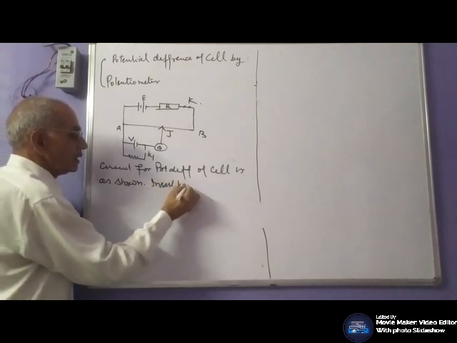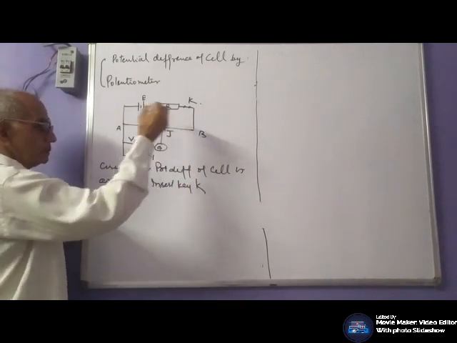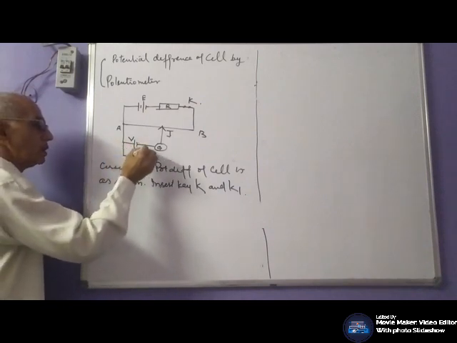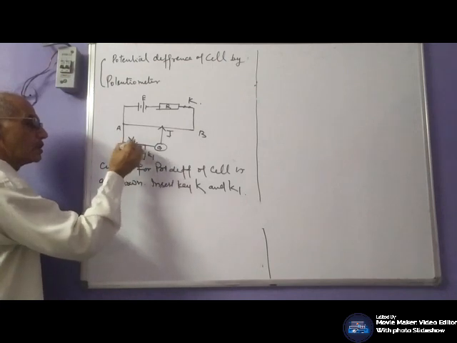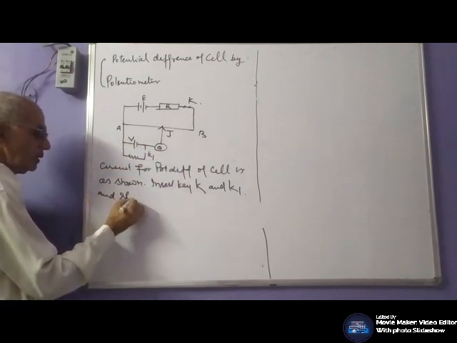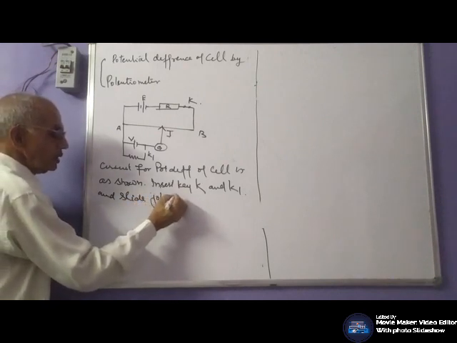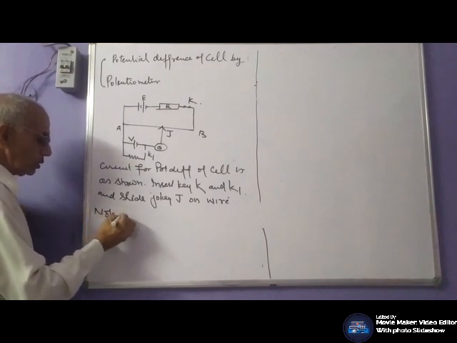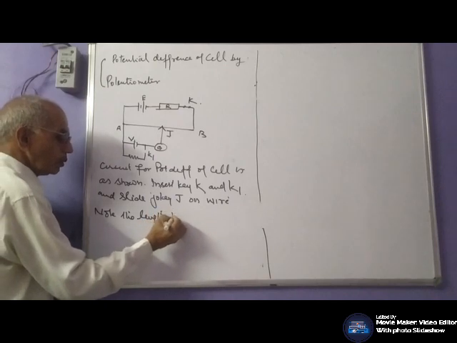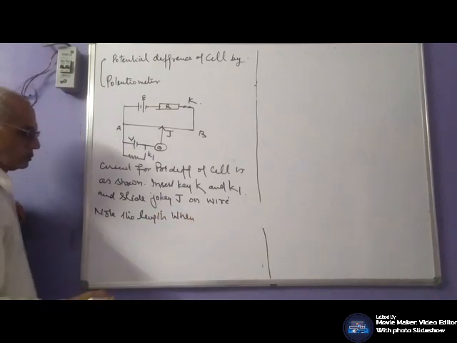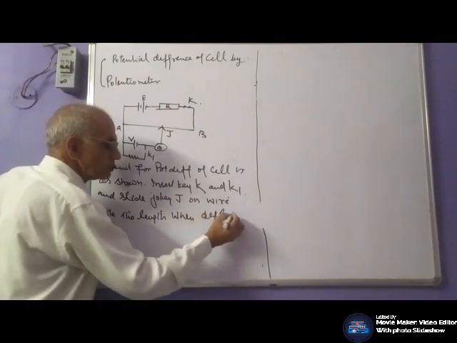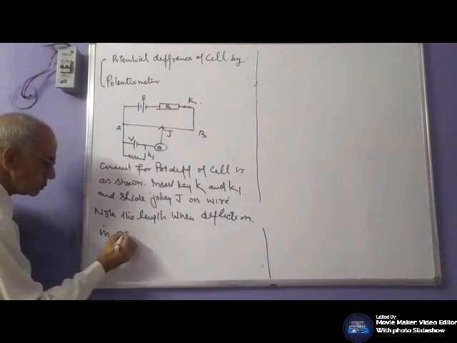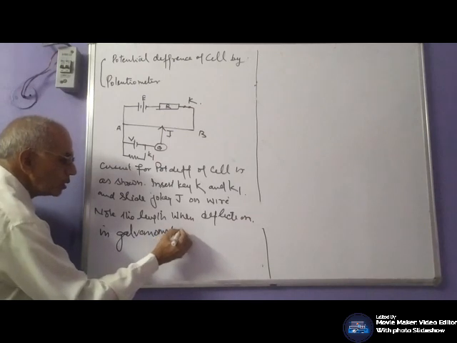Insert key K. There will be current through this circuit. And K1. Now current starts in this circuit and slide jockey J on wire. Note, potentiometer wire, note the length when deflection in galvanometer is 0.